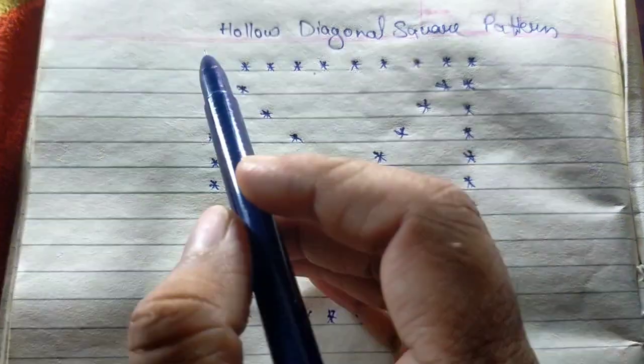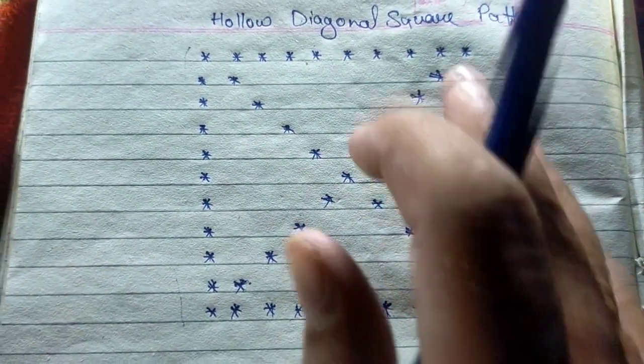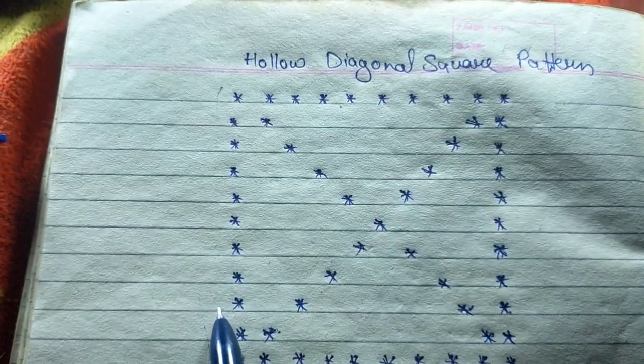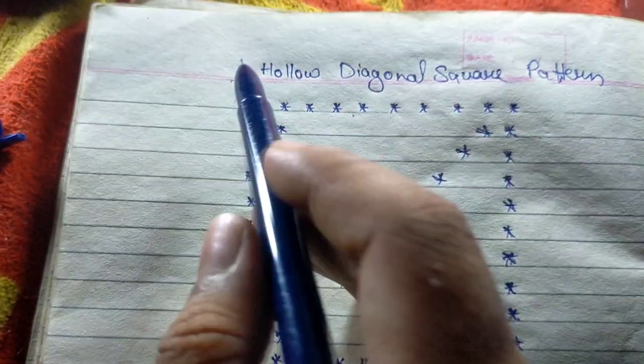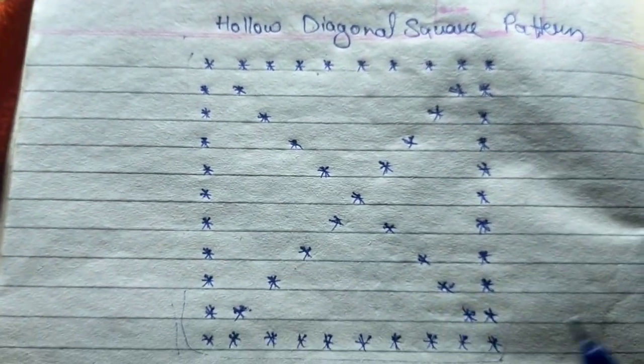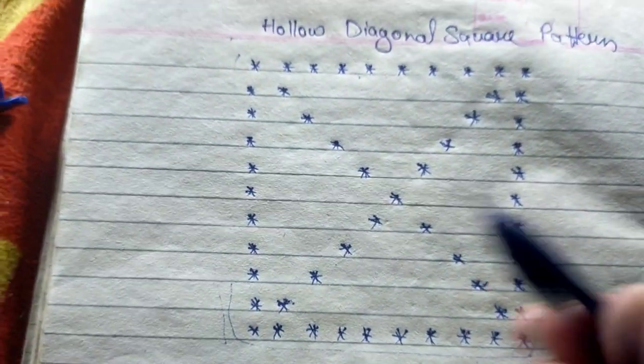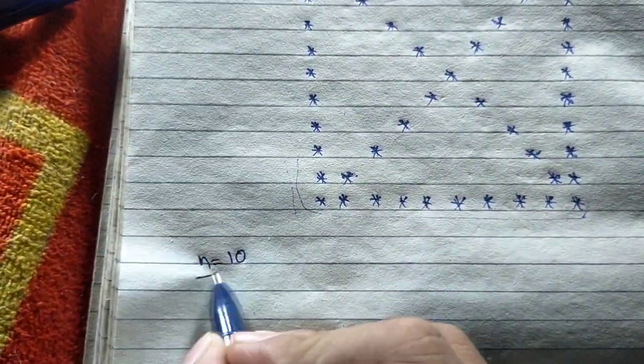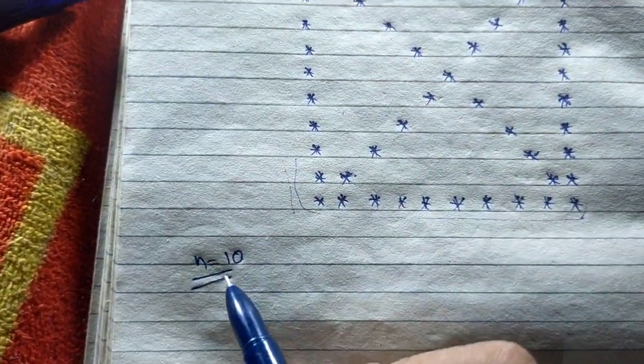So first of all, we forget the diagonals and just print the square. After that we make the cross. First of all, I am taking n equals 10, as input from the user.